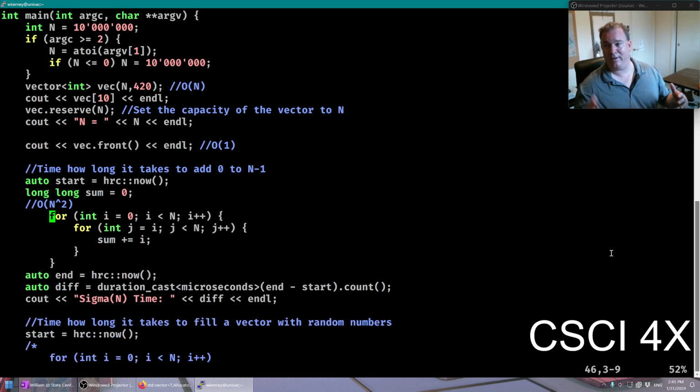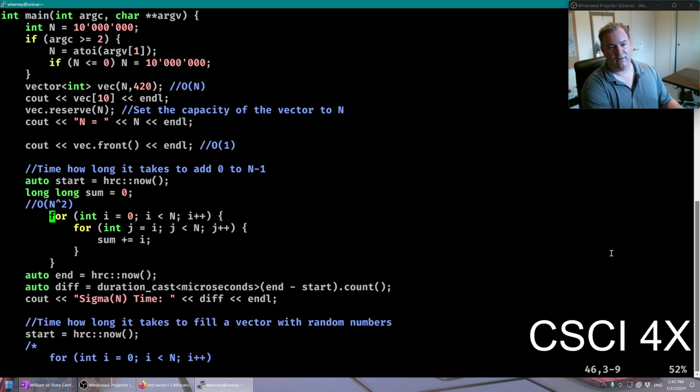As n gets bigger, the running time is going to increase quadratically. So if you multiply the amount of work by 10, you're going to do 100 times the work. If we had a triply nested for loop, if you multiply the work by 10, you're going to do 1,000 times the work. It gets slow real fast.